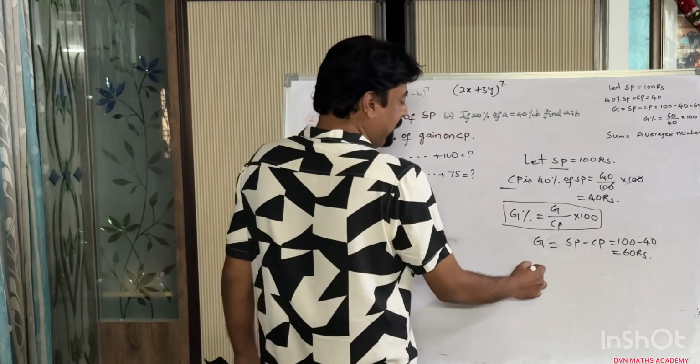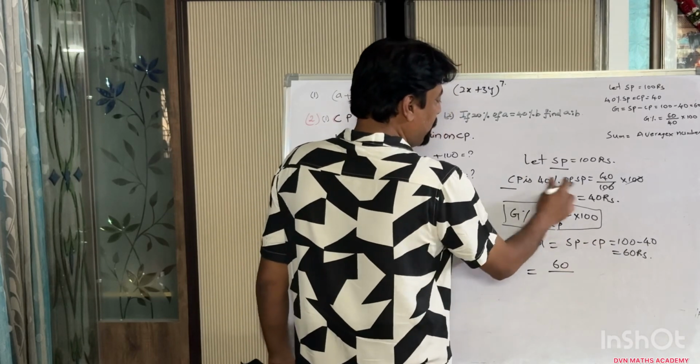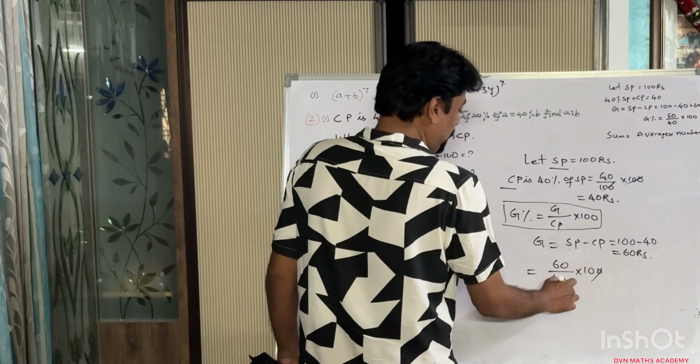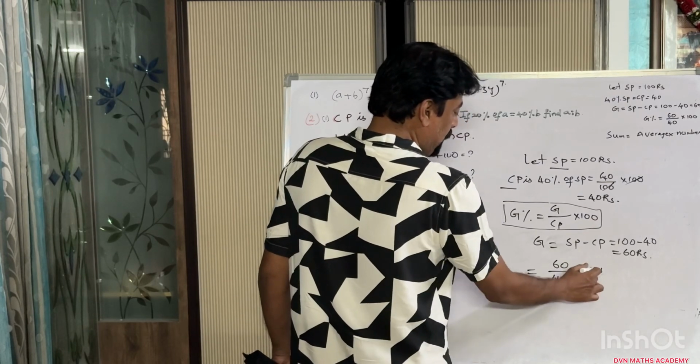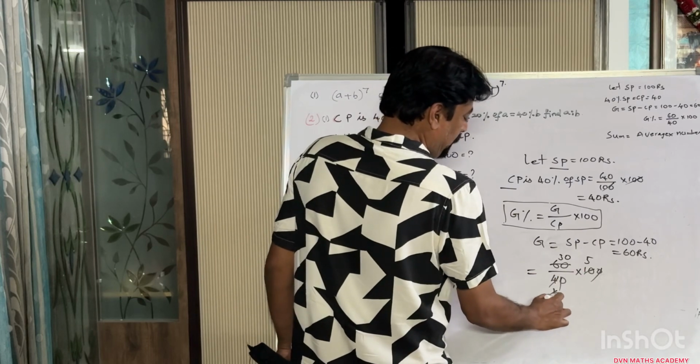Now I want to find the gain percent. Gain percent means gain by CP. Cost price is 40, into 100. 0, 0 cancel. This is 2s are, 5s are. This is 30. That is 150%.